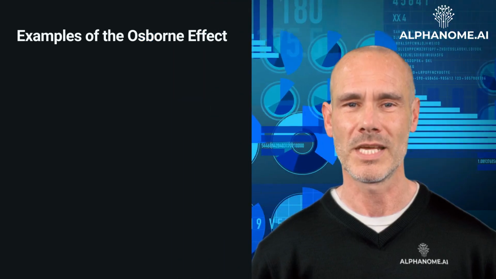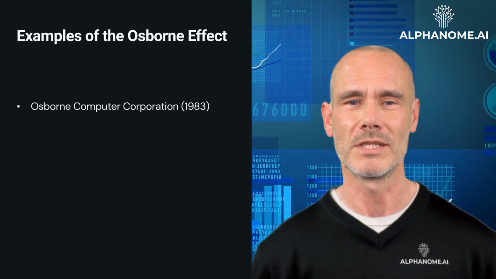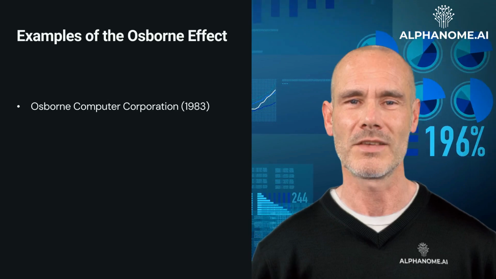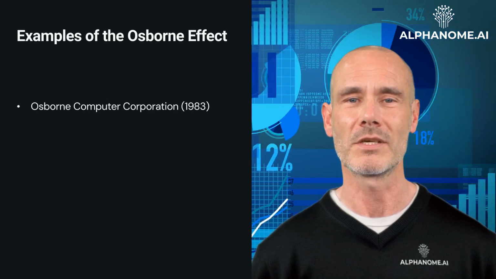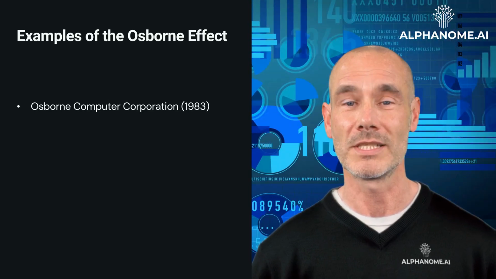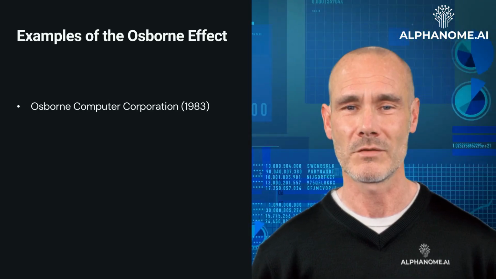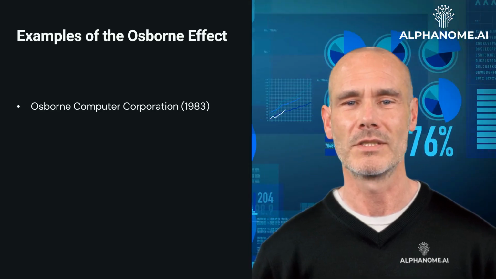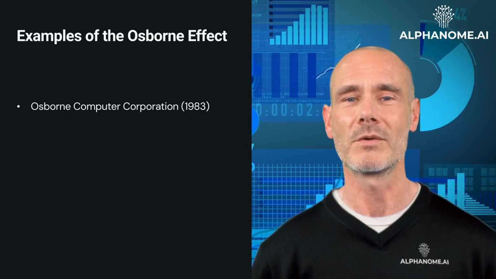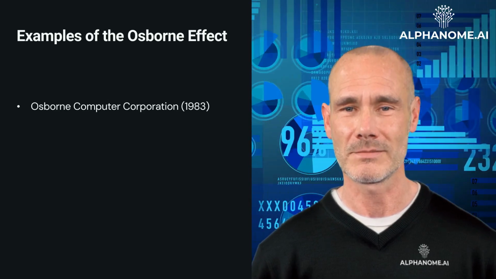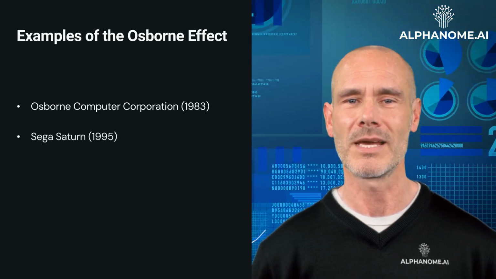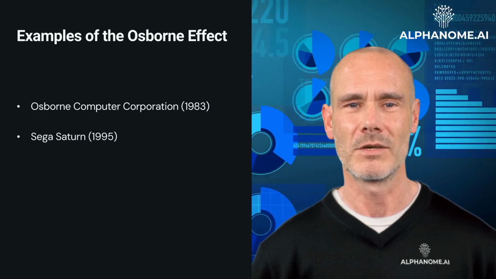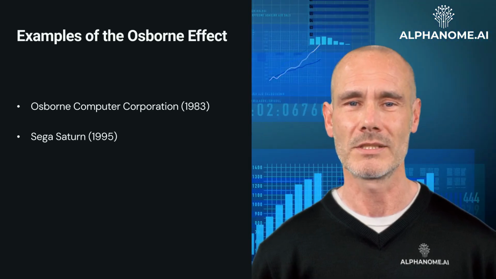Examples of the Osborne Effect. Osborne Computer Corporation, 1983. The namesake of this effect, Osborne, announced its next-generation computers, the Osborne Executive and Osborne Vixen, many months before they were ready for production. This announcement caused dealers to cancel orders for the current Osborne 1 model, leading to a cash crunch and eventual bankruptcy.